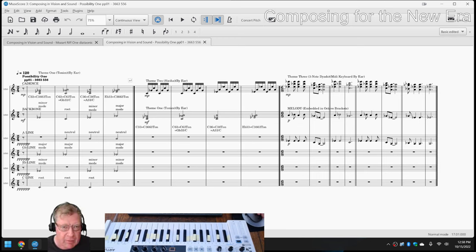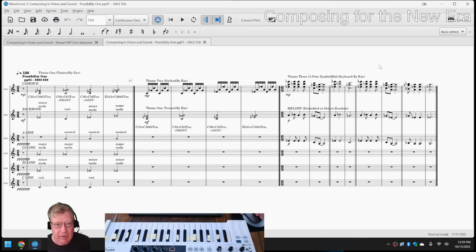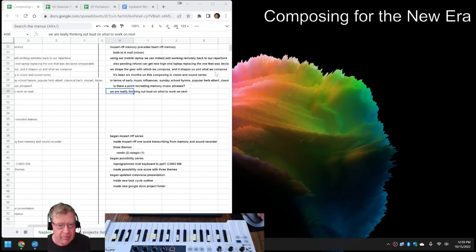So again, memory is a major influence on composing, and these two pieces, even having a custom scale that nobody ever composed in exactly before, we kind of still are. Our memory shapes how we compose, I guess, is the theme here.